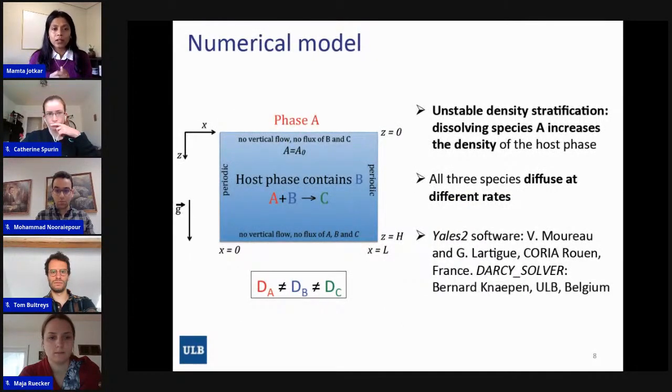We do this numerically. We consider a homogeneous isotropic porous medium where phase A, or CO2, enters through the interface at z equals 0 into the host phase that initially contains the reactant B. A, upon dissolution, gives rise to an unstable density stratification and then reacts with B to give C via an A plus B gives C type of reaction. All these species diffuse at different rates and contribute to the density of the host phase. For the simulations, we have used Yales2 software, which is a finite volume-based code developed in France. And in particular, we use the Darcy solver, which was developed at ULB.